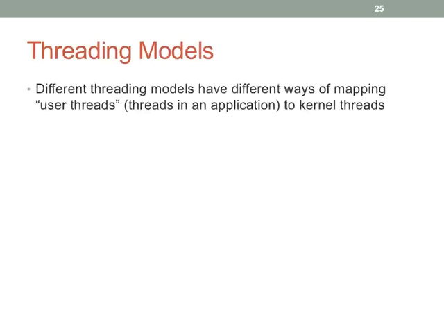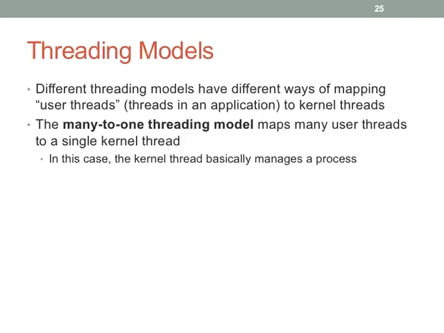So we have a kernel thread that is in the kernel. It's a kernel level schedulable task. And then we have threads in the process. So the question is, how do we map threads in the process to kernel threads? And that gives rise to a number of threading models that have been attempted or utilized in various operating systems. So like I said, different threading models have different ways of mapping these user threads to kernel threads.